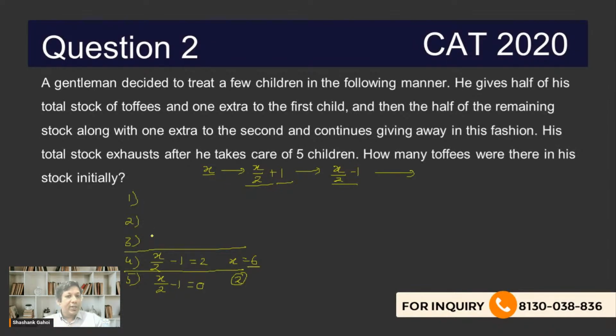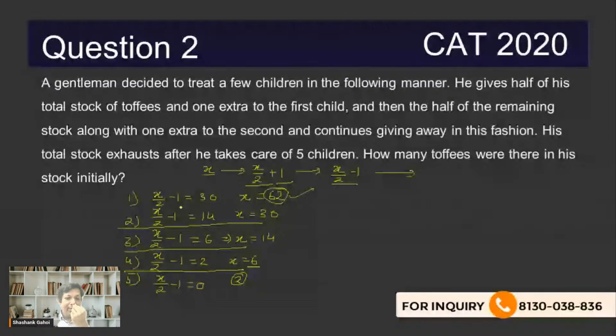Now, after the third child left, he's left with 6 toffees. So how many toffees are left after the second child left? That is x by 2 minus 1, and that is equal to 6. So from here, I can say that x is equal to 14. Then a similar approach: x by 2 minus 1 is equal to 14, so x comes out to be 30. Initially, x by 2 minus 1 equal to 30, so it is going to be 31, and x comes out to be 62. So the initial number of toffees with the person is 62.